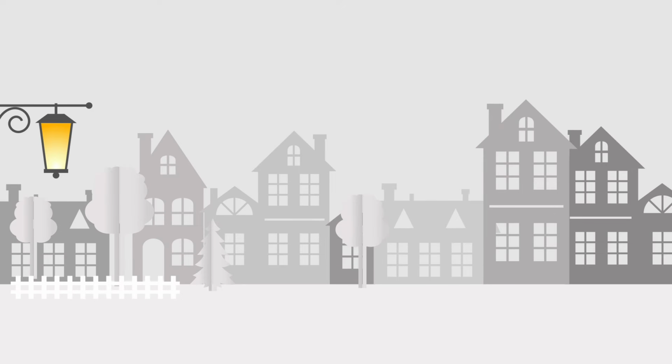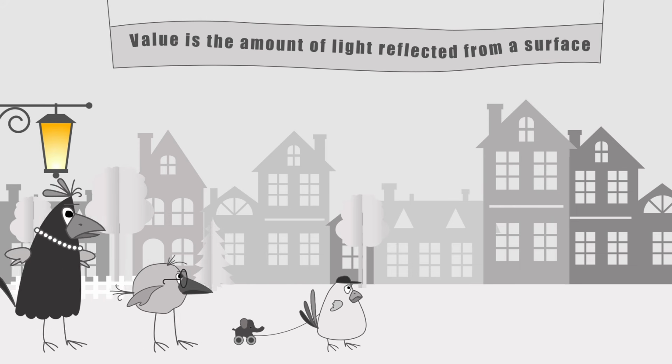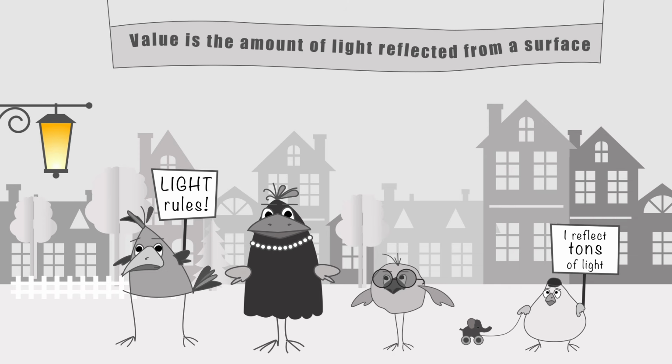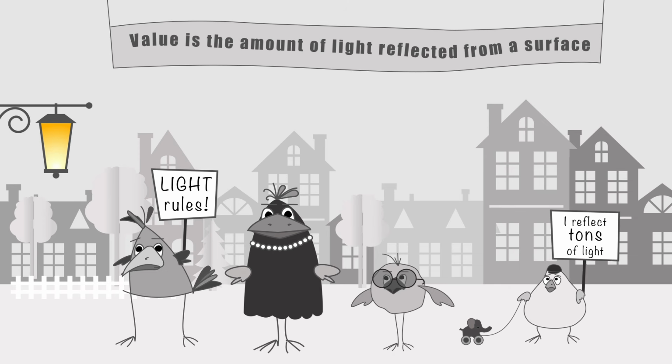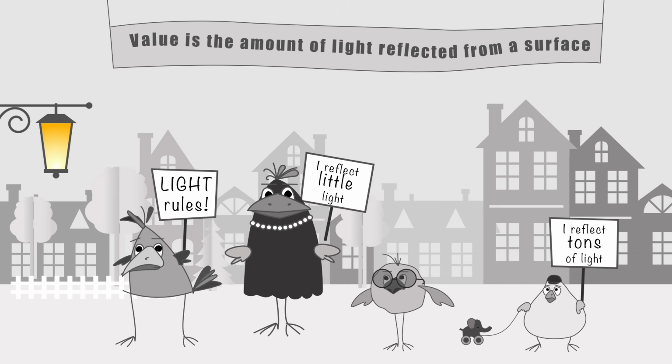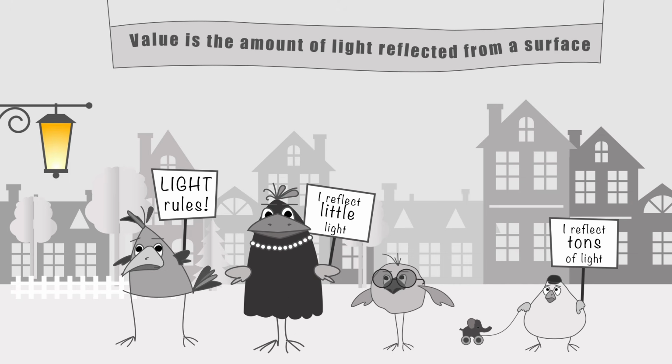So what did we learn about value so far? Value is the amount of light reflected from a surface. It refers to lights and darks in an artwork. Light plays an important role in how we see things. Objects that reflect plenty of light we see as light objects. Objects that reflect little or no light at all we see as dark. The amount of light that a surface reflects determines its value, and it is affected by many things.